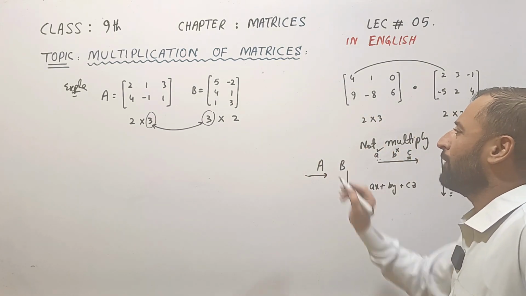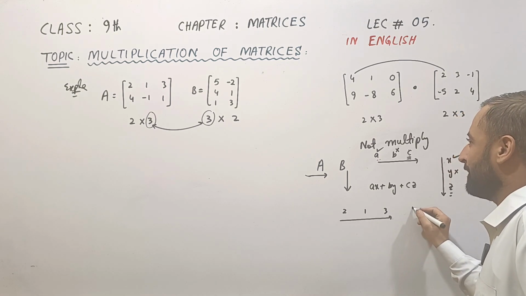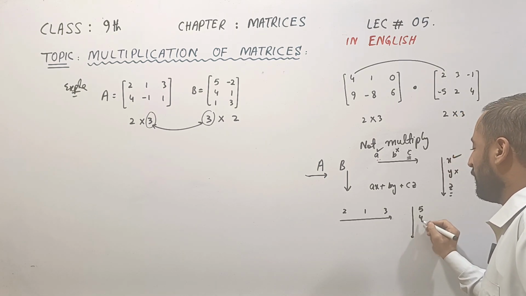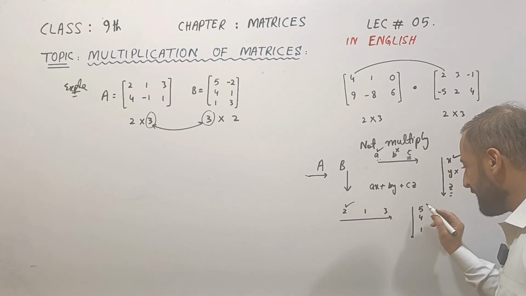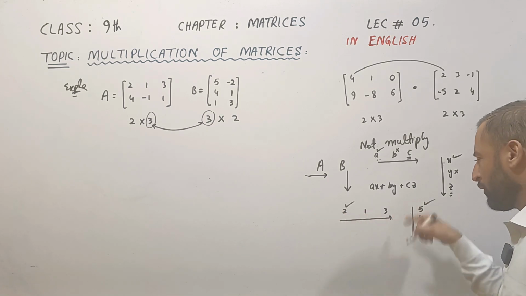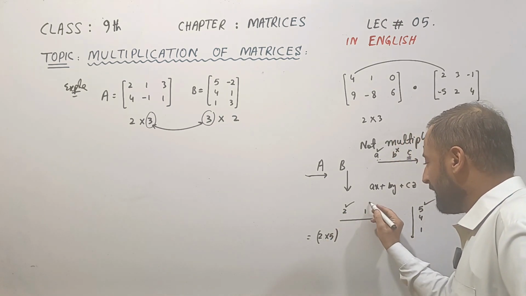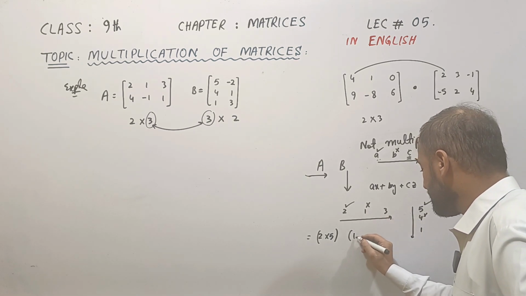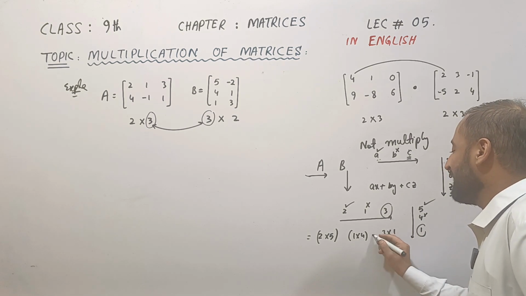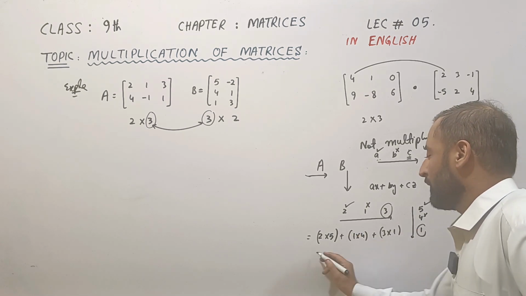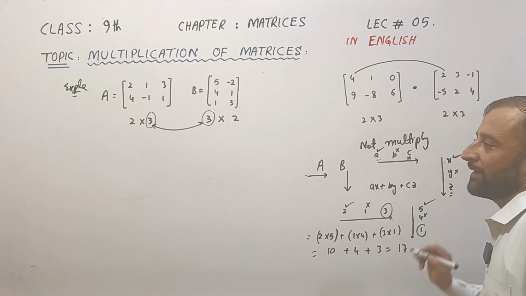For example, I want to multiply the row having elements 2, 1, 3 with the column having elements 5, 4, 1. So how will we multiply them? Multiply first element with first element, of course, of row and column. So it will be 2 times 5. Then we will multiply these two, 1 times 4, and then these two, 3 times 1, and then they will be added. So it will give me 10 plus 4 plus 3.